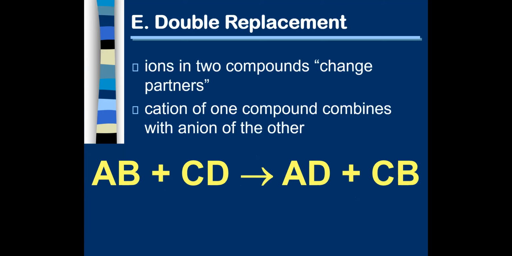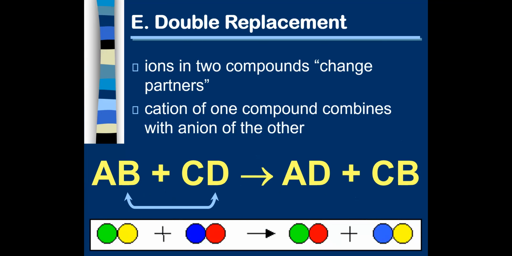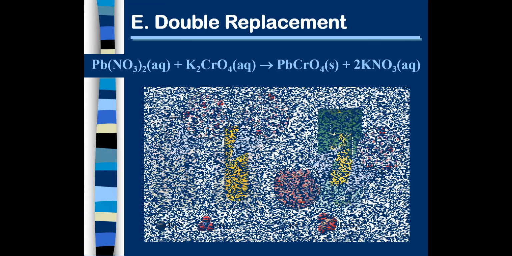And double replacement, now you have, they change partners. Basically, the positive of one and the positive of the other switch places. Or if you want to call it the negative of one and the negative of the other switch places, either one, it doesn't matter. But they do switch places, period.